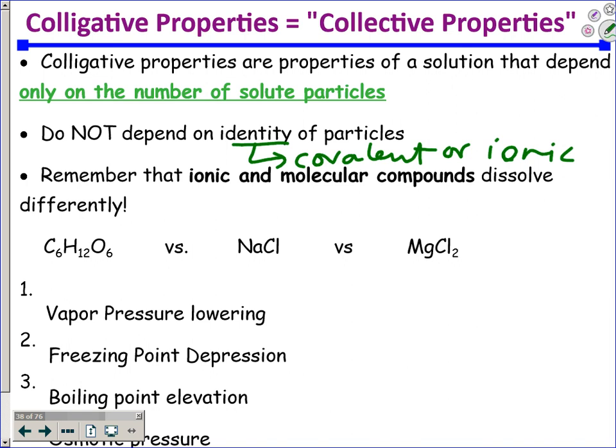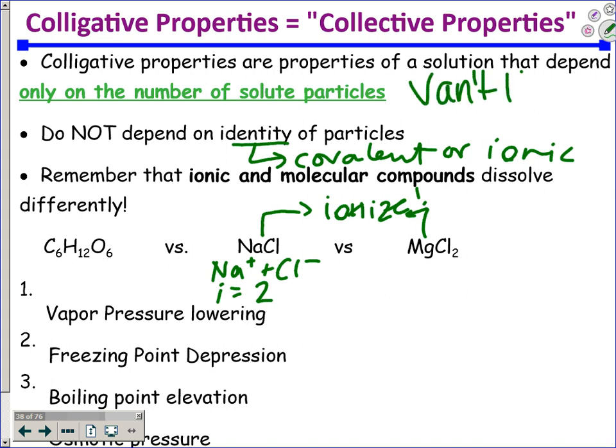Because if something's ionic, what does it do, let's say, with water? Forms ions, right? So sodium chloride and magnesium chloride would ionize, okay? But they ionize differently between the two of them. So what does sodium chloride ionize to form? Na+ and Cl-. How many ions have formed? Two. We call that an i of 2. i means the van 't Hoff factor. Guess who discovered it? Mr. van 't Hoff, right.